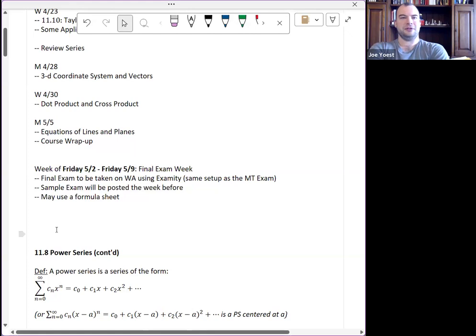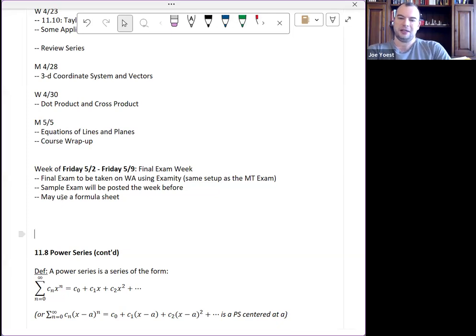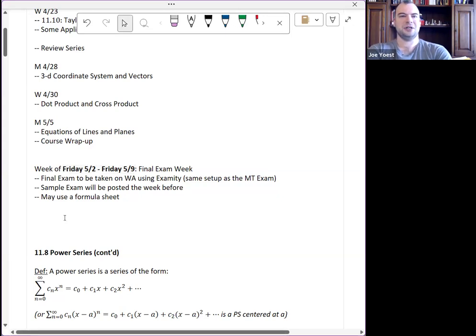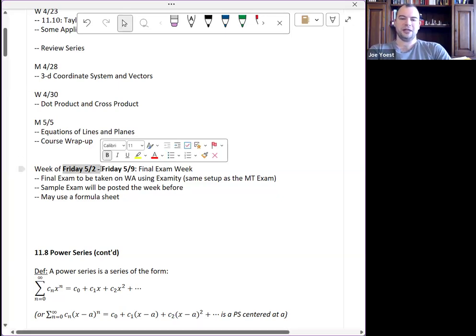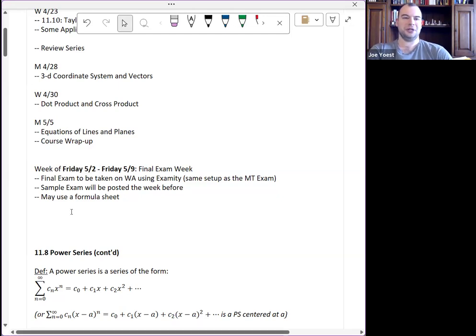And then, of course, we have the final exam coming up. It's a pretty quick turnaround before we're at the final exam already. The final exam will be available from Friday the 2nd through Friday the 9th. This starts a couple of days before the proper final exam week, but this way you'll have the weekend, Friday, Saturday, Sunday to complete it if that works better for you.